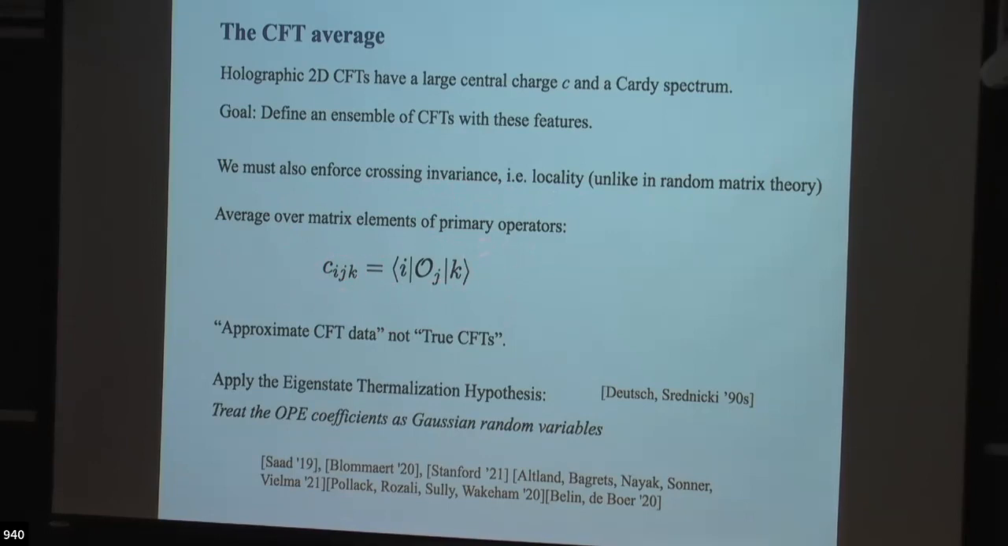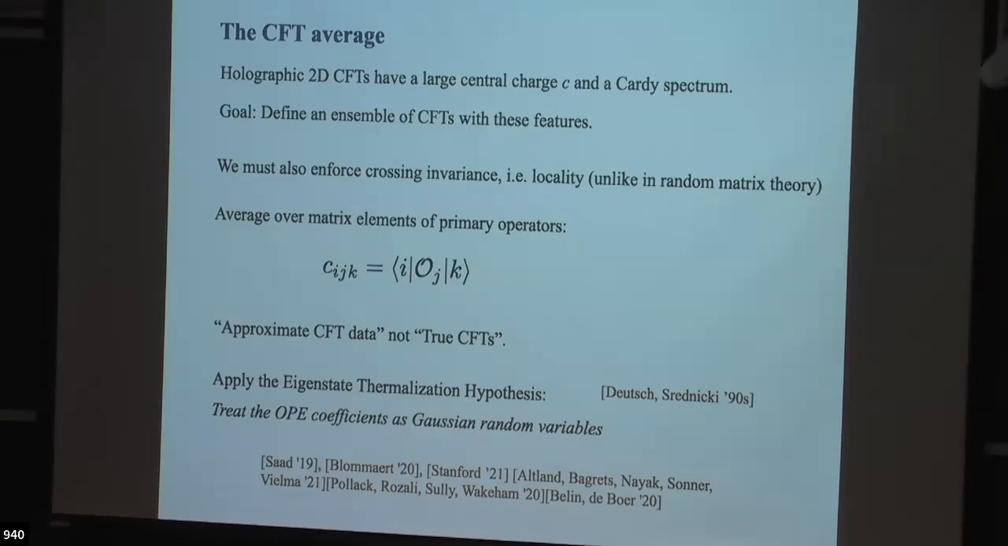This is just a list of numbers, which is data that defines the CFT. Now we're going to average over these numbers, and when we do that, we should really think of this as averaging over approximate CFT data rather than over full-blown CFTs, because an individual draw from this ensemble will just have some random set of OPE coefficients, and it will not satisfy locality.